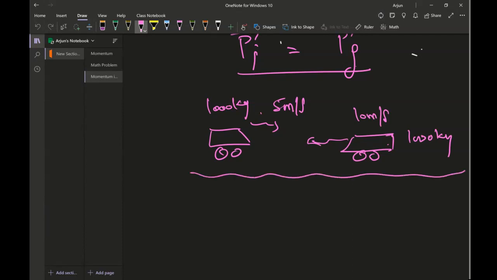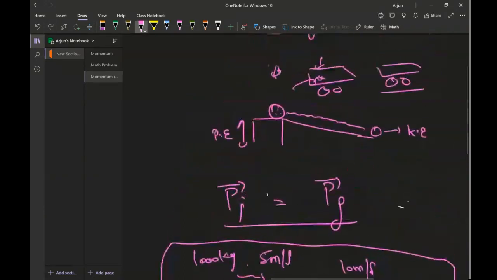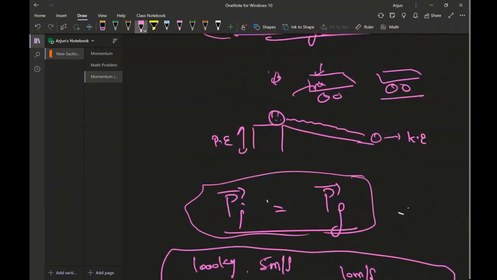Whatever the initial momentum of this car before the collision is, you can calculate by P1 equal to M1 V1, and for the other car P2 equal to M2 V2, and you can add these two. That will be the initial momentum. Once they collide with each other, after the collision their total momentum will be the same. That's what conservation of momentum is, that P initial is equal to P final. Hopefully you were able to understand what conservation of momentum is.